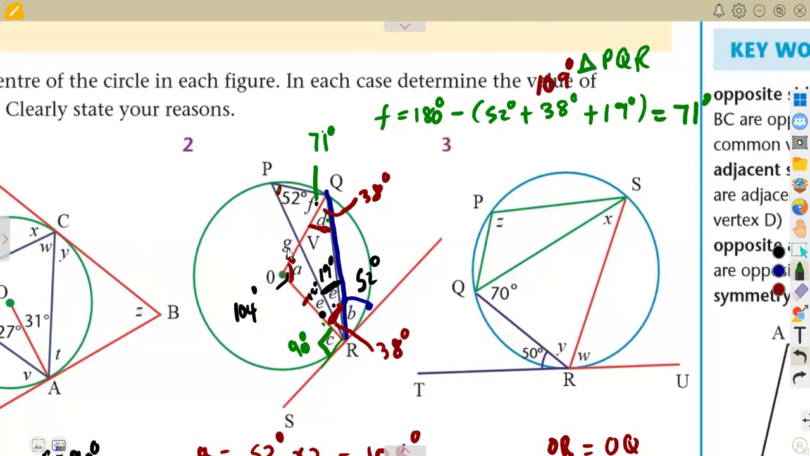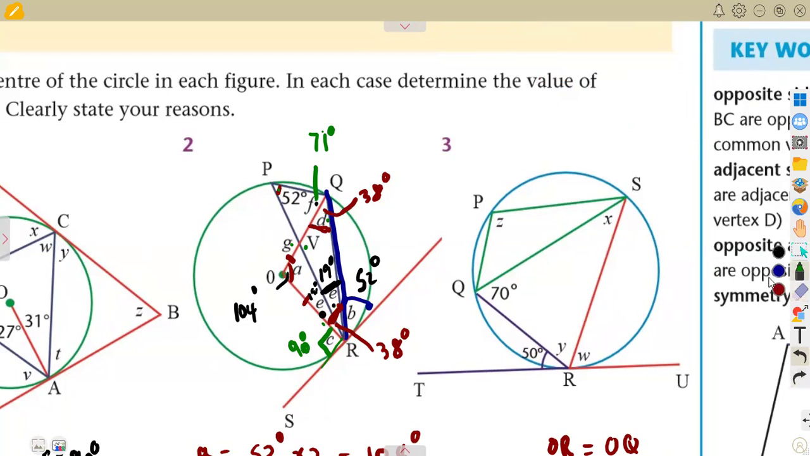Then what can we do to find angle G? Angle G is equal to angle QVR, because they are vertically opposite angles. So you can also calculate angle G. Angle G is equal to angle QVR, which is a vertically opposite angle. These are vertically opposite angles.